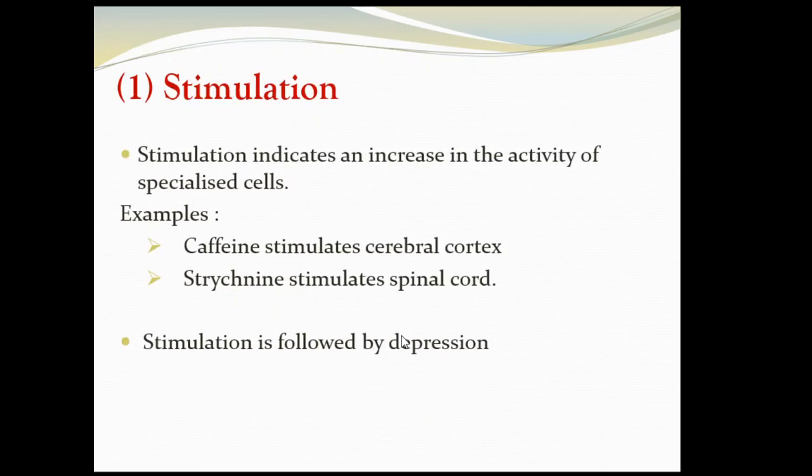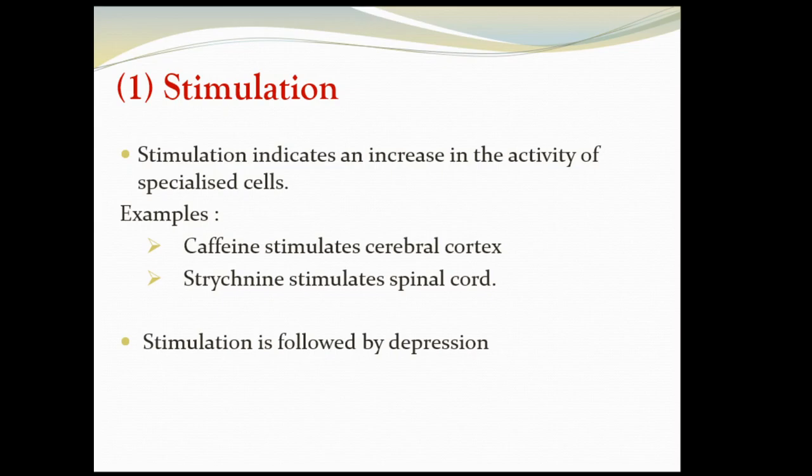Stimulation indicates an increase in the activity of specialized cells. So in our body we have two types of cells. Some are specialized cells like kidney cells, GI tract cells, etc. Some are non-specialized cells like epithelial cells, connective tissue cells. They come under non-specialized cells.